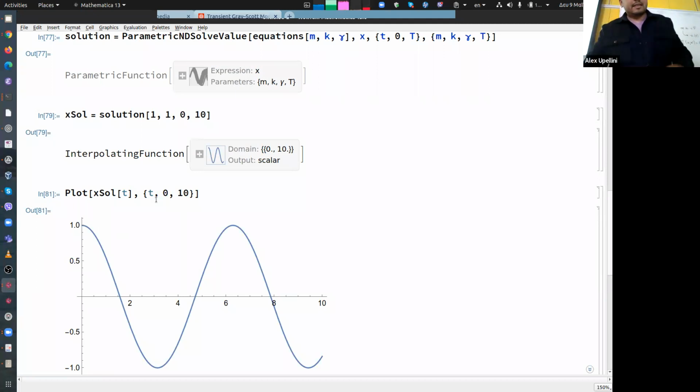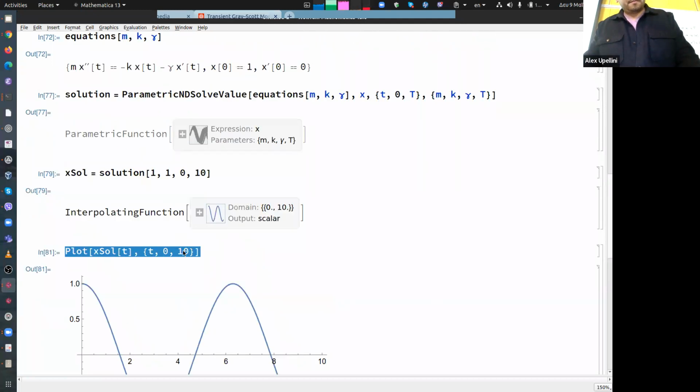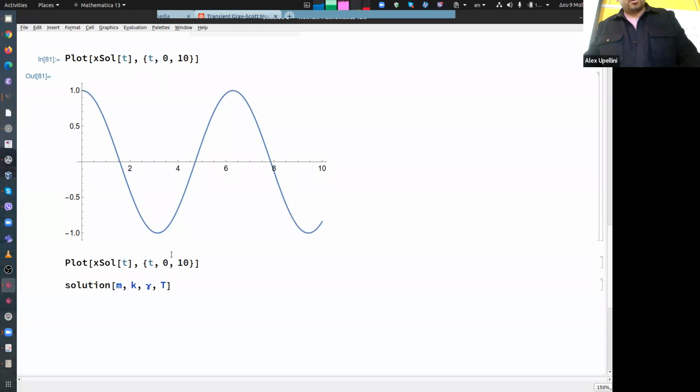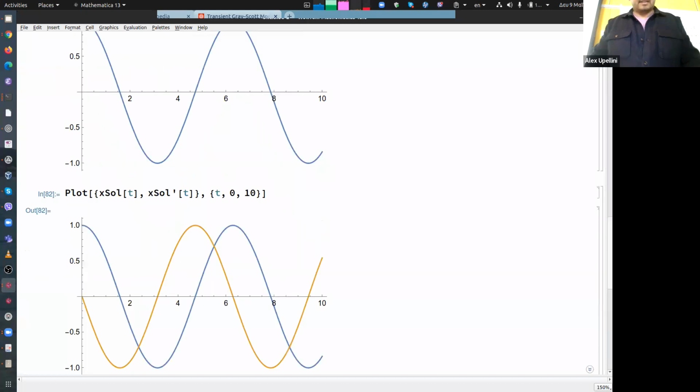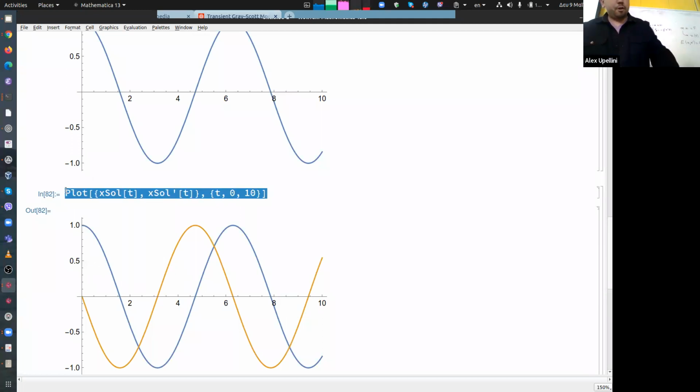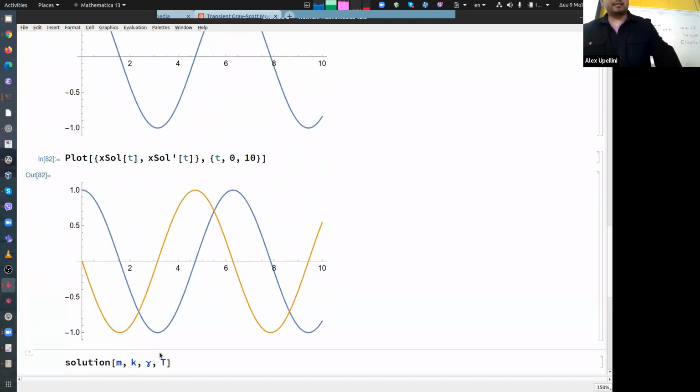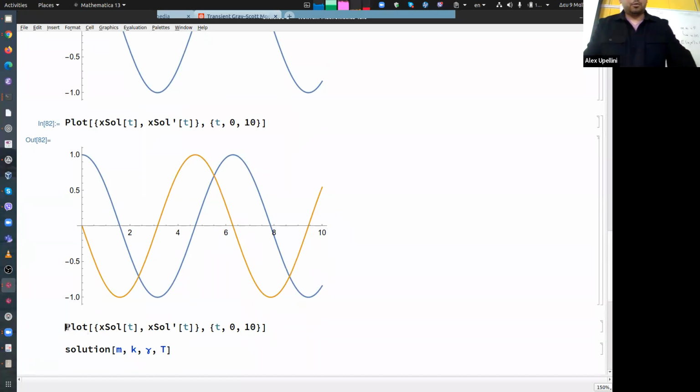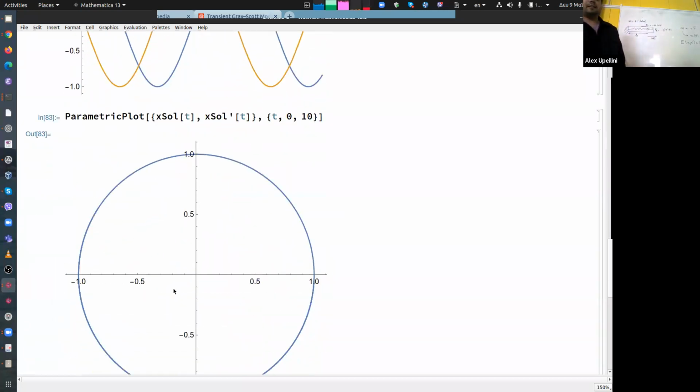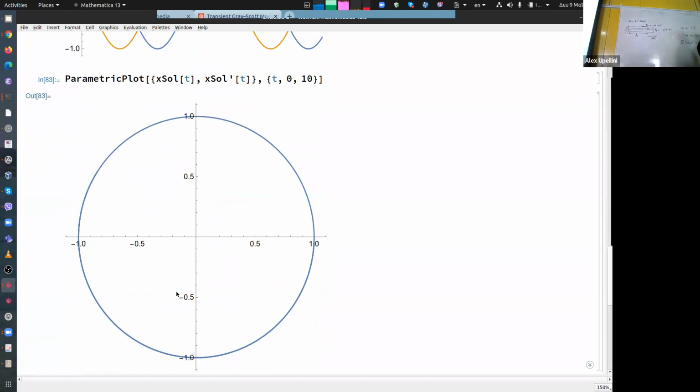Now I can take this same graph and plot not only x, but also the derivative of x sol prime of t inside a list. Okay, so here I have the position and the speed of my mass. And if you plot the same thing, but instead of plotting both on the same axis, you use one as x and the other as y, that means that you use a parametric plot. Then you get a circle in the phase space. So this is known as the phase space. Here is the position, and here is the speed.